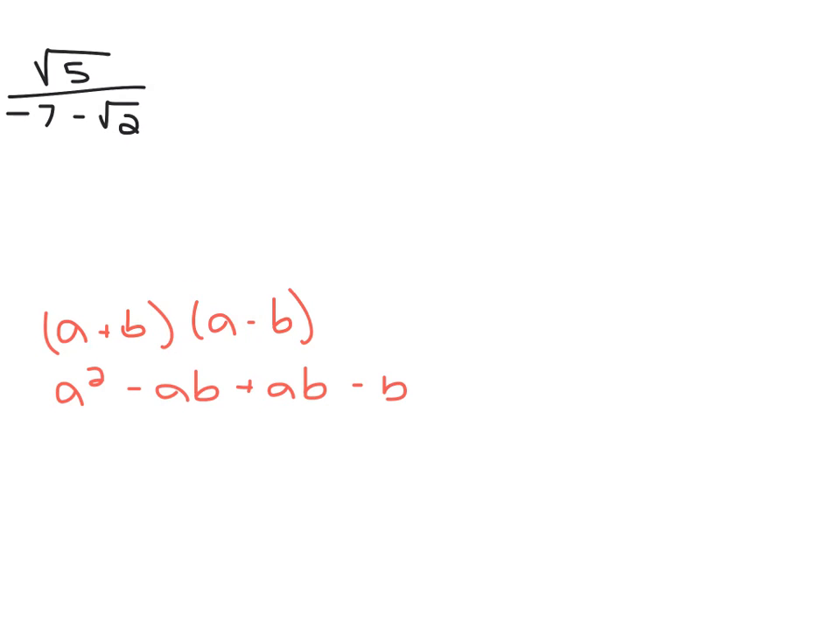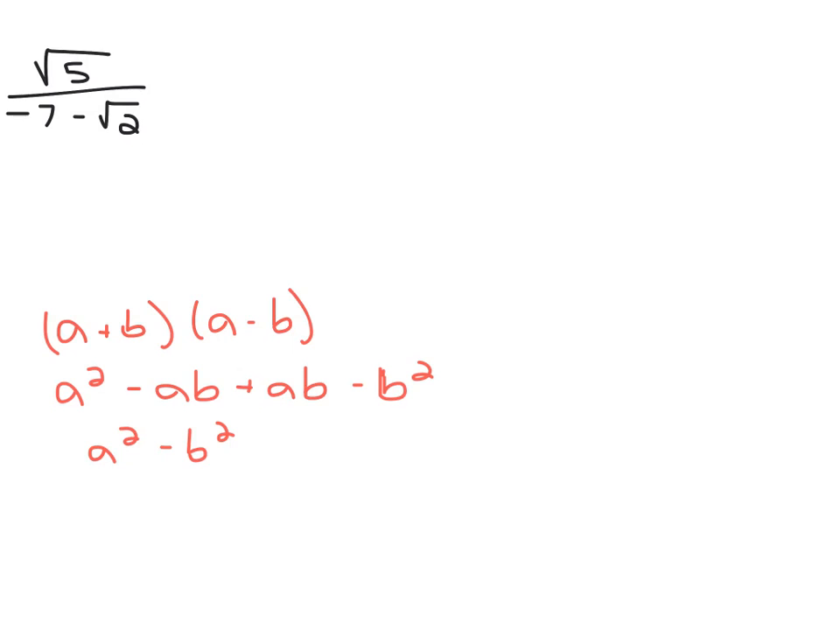Okay, and what happens there is that you get this middle term right here, the ab term, with exact opposite signs canceling out, and what you get as a result is a squared minus b squared. That's the difference of two squares. The idea here is that you want to be able to cancel out these middle terms, and you'll see why in a second.